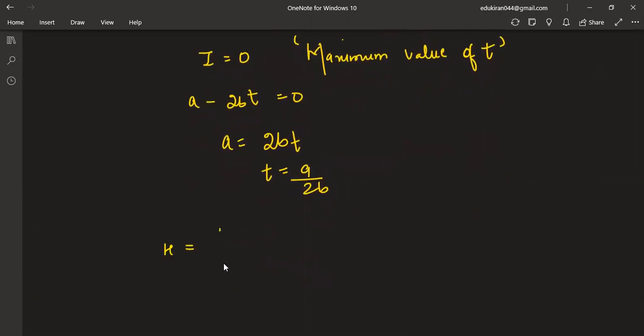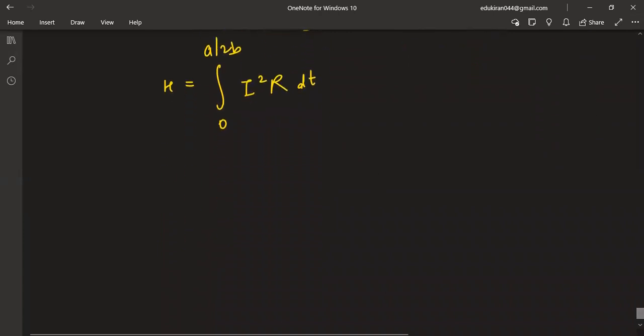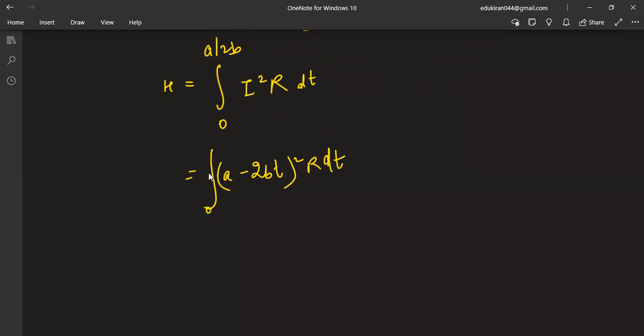H is equal to, now this is the formula which you have to use. Directly use H is equal to I square RT, or if this is given in variable form, then integrate it. All right, I square R dt, from time 0 to A by 2b. This you have to integrate and solve. Whatever will be the answer will be your final answer. So see, value of current we have calculated, A minus 2bt whole square R dt, integrating it from 0 to A by 2b.